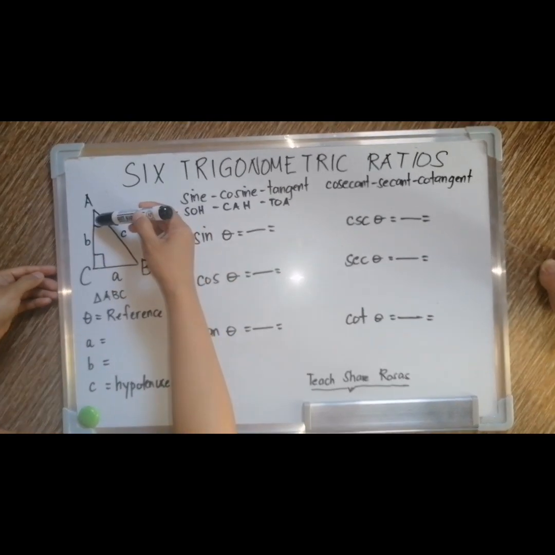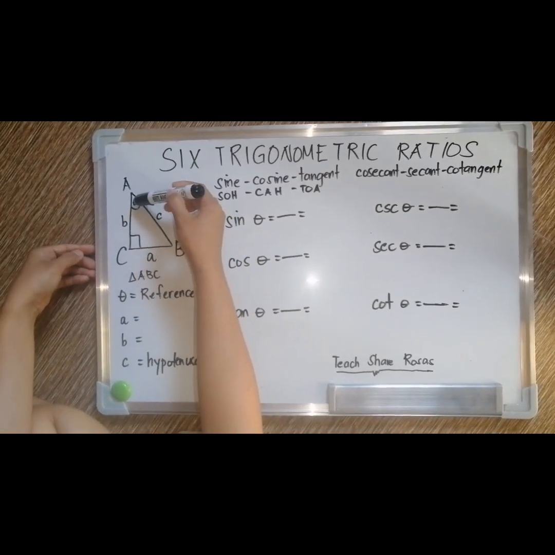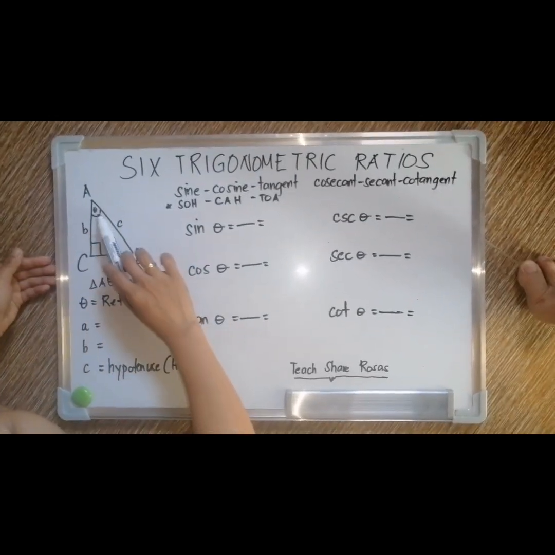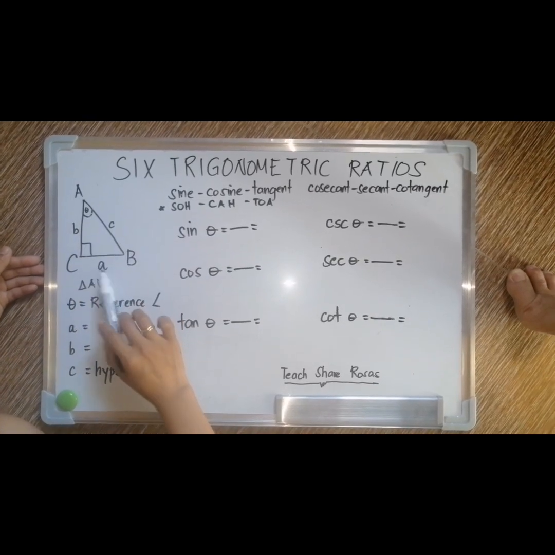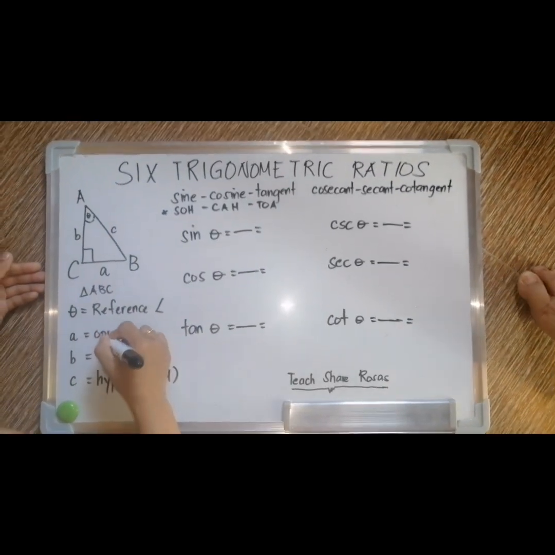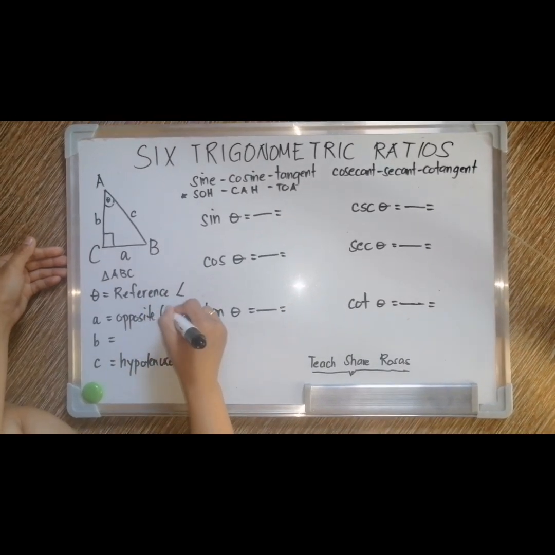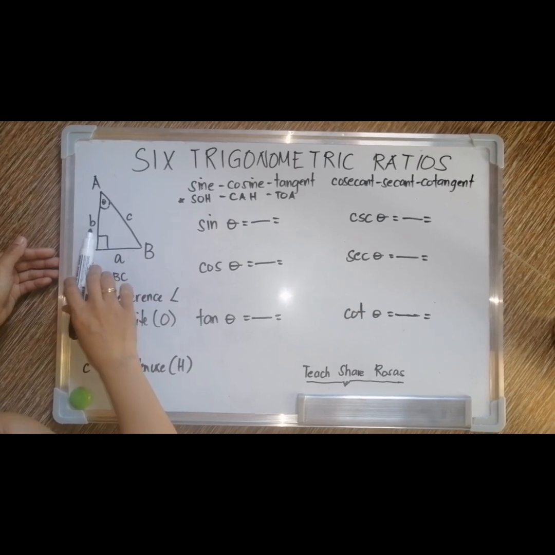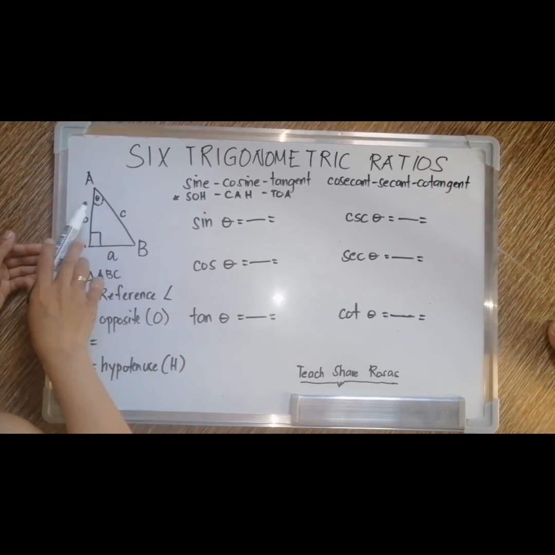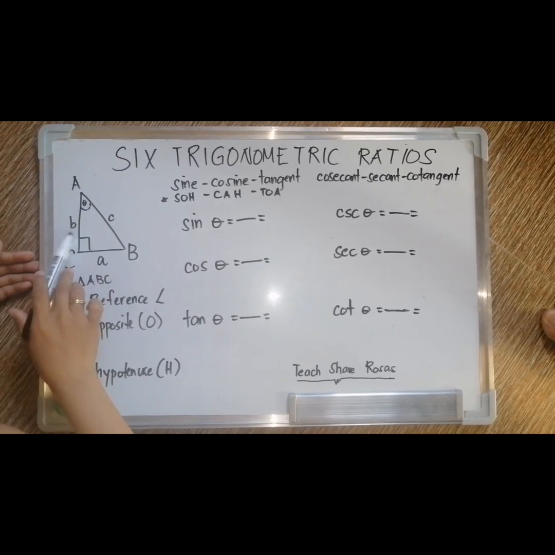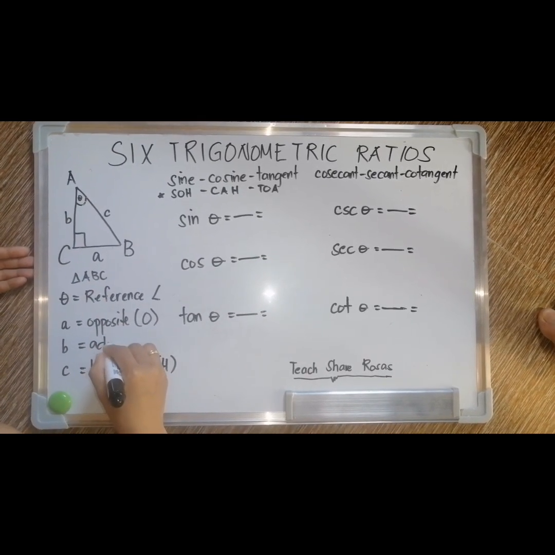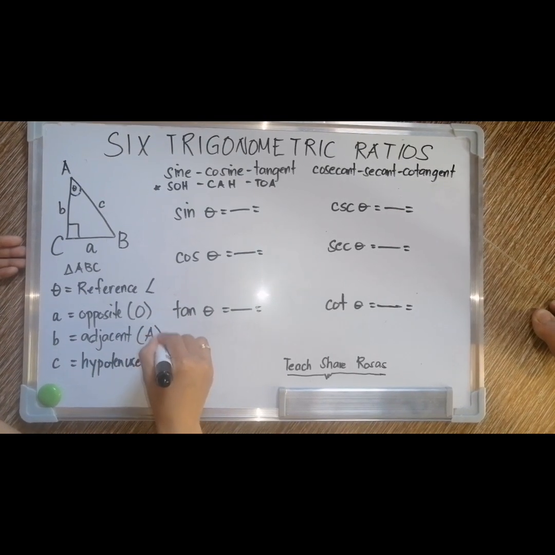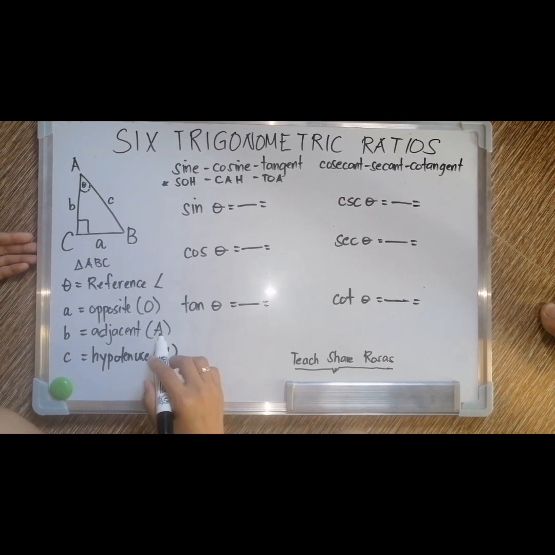Now, in referring to our angle A or the angle theta, side A here is the opposite side of our reference angle. So this is our opposite side, denoted as uppercase letter O. And B, with our reference angle as angle A, is the adjacent side, or the uppercase letter A.